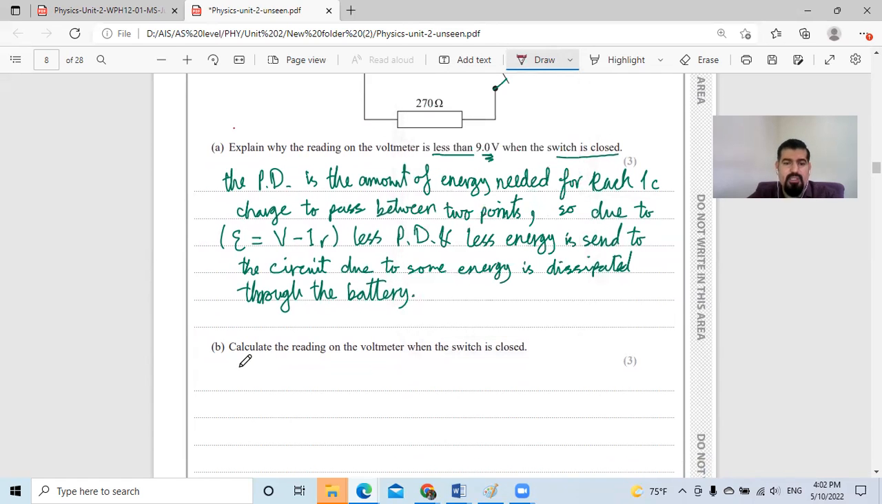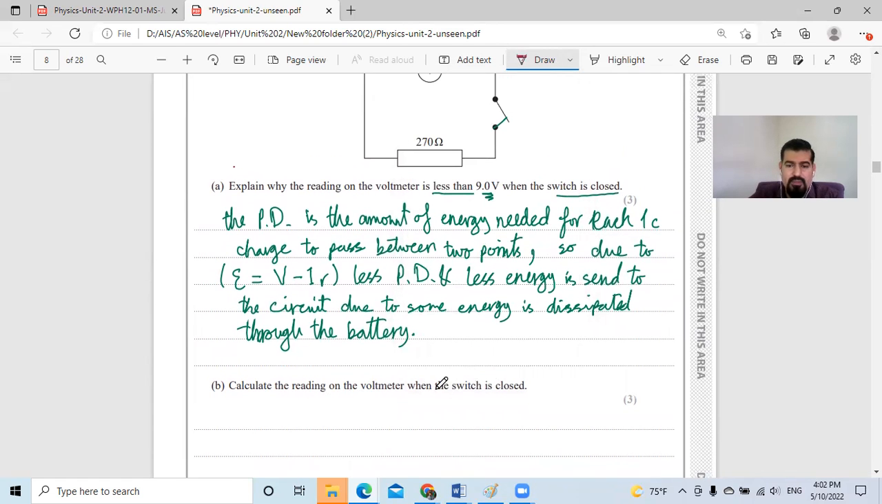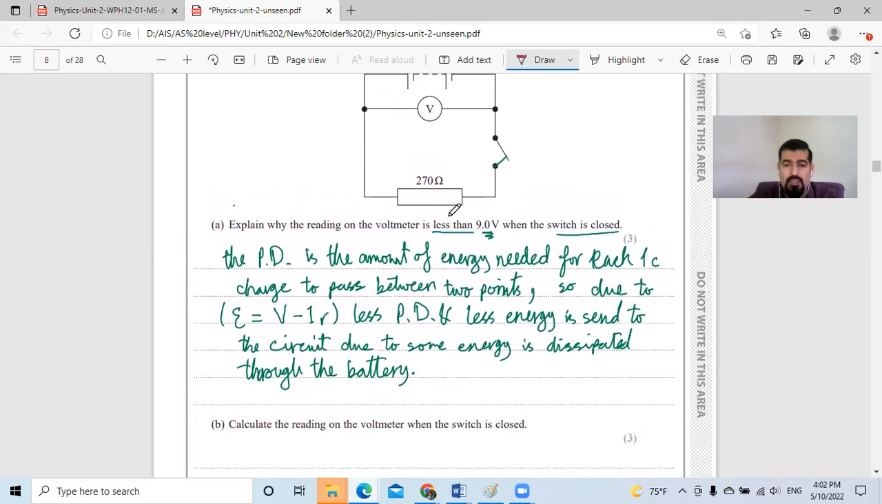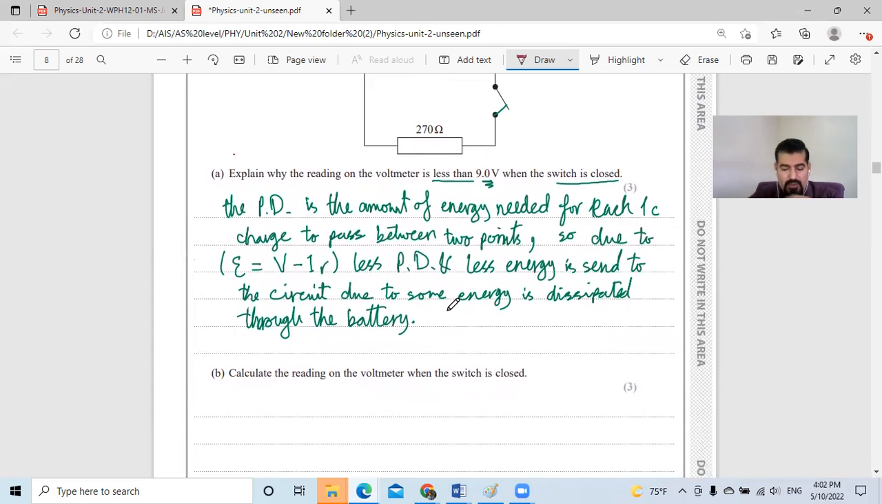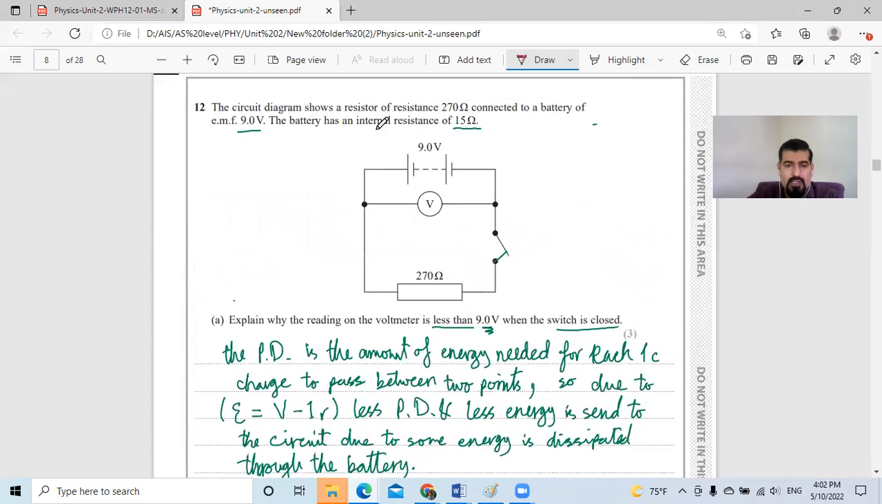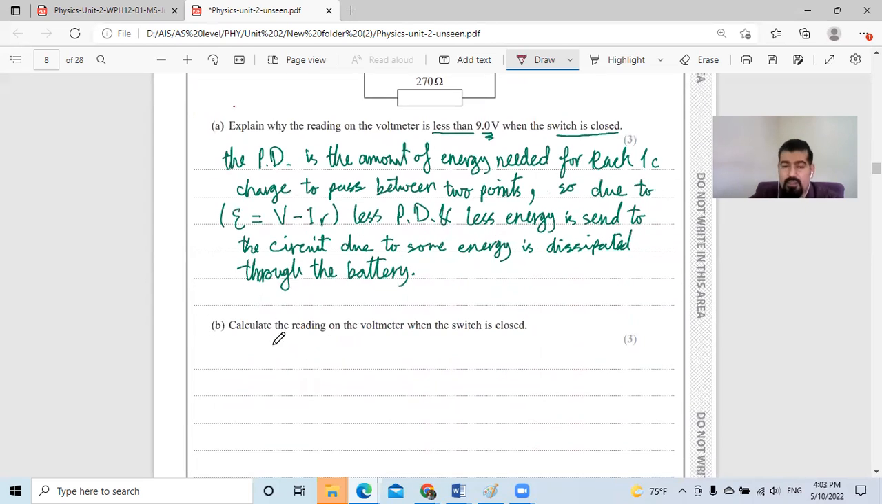Next part, part B. Calculate the reading of the voltmeter, okay, when the switch is closed. Now, when the switch is closed, we have to know how much is the what? Yes, since the internal resistance is 15 ohm, we have to know how much is the current here. So we know that the total resistance in the circuit is equal to 270 plus 15. This is the first step.